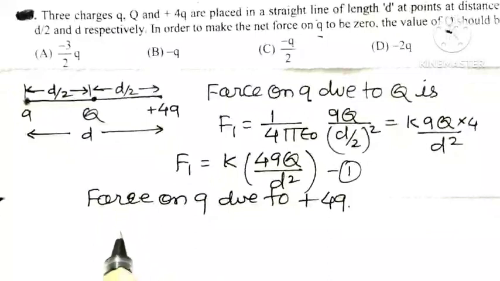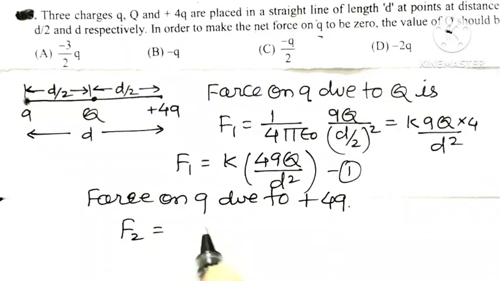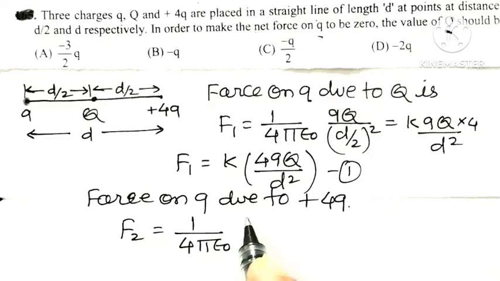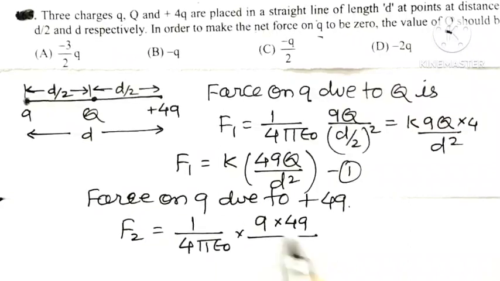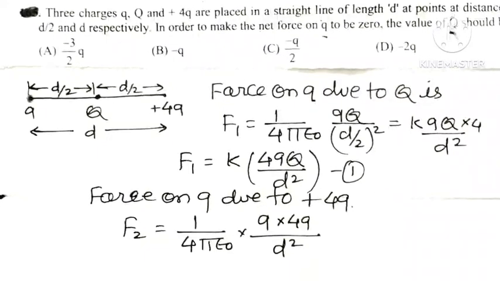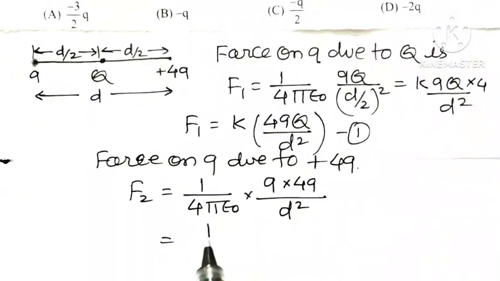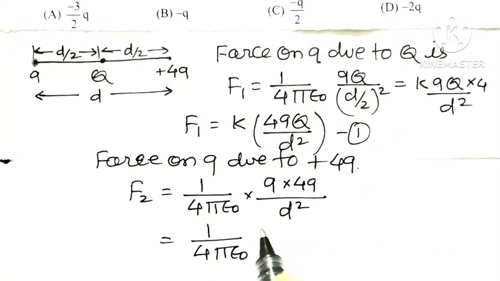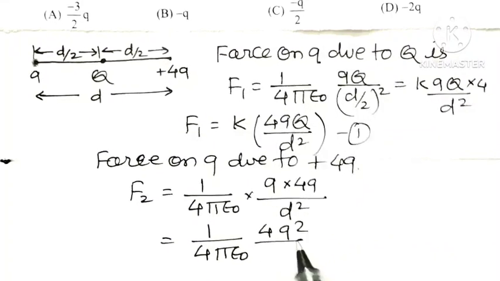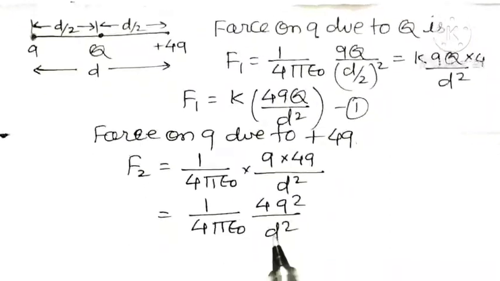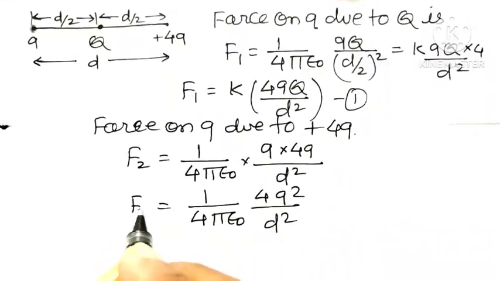Now the force on charge q due to plus 4q charge, say F2, is equal to 1 upon 4 pi epsilon 0. The two charges are q and 4q, divided by the distance of separation between them, which is d, so d square. That is 1 upon 4 pi epsilon 0 into 4q square divided by d square. That is F2.